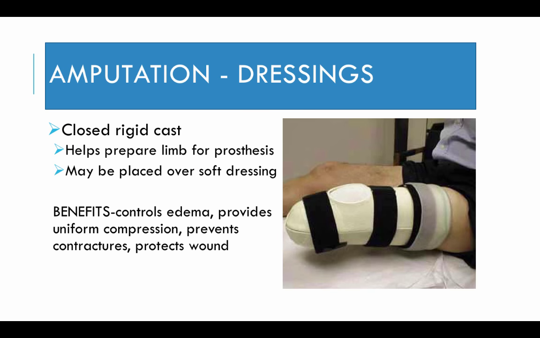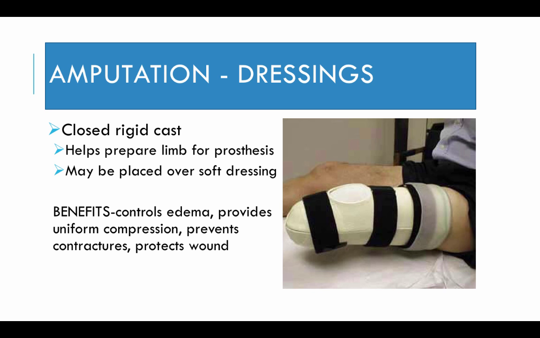They have different kinds of dressings. We used to have to learn how to do this figure 8 dressing for an amputation, but now they have sleeves and socks that they can use. They'll also put a rigid cast over it to help protect it, and it also molds the stump for use with a prosthetic, controls the edema, and protects the wound. It can help prevent the contractures. So that's all you need to know about the amputations.